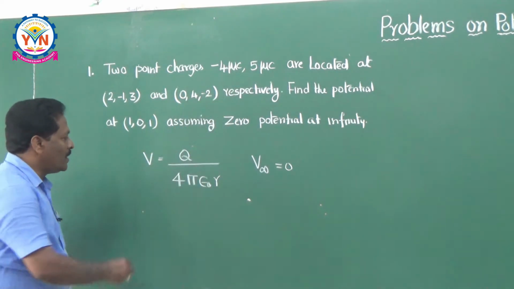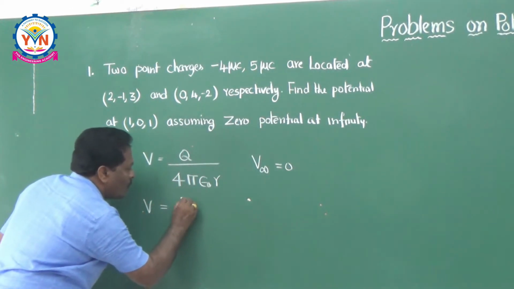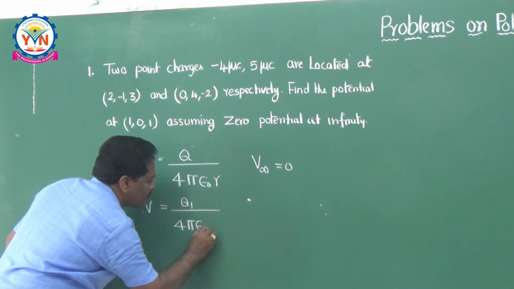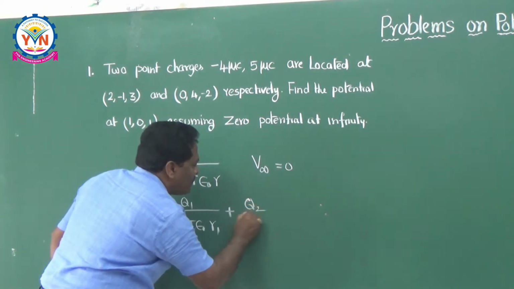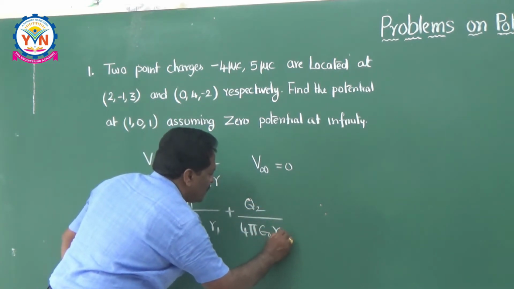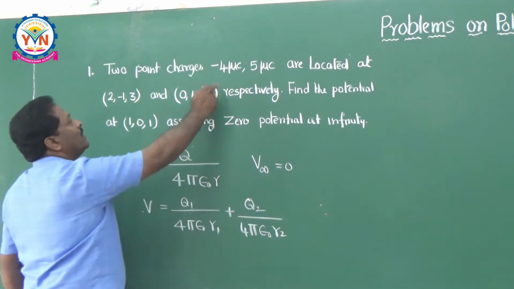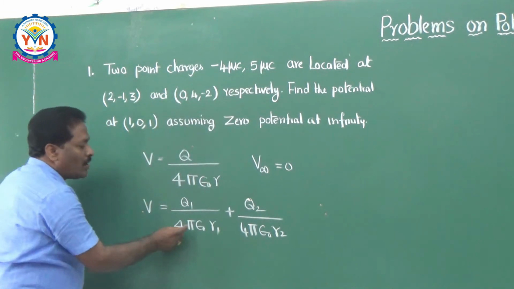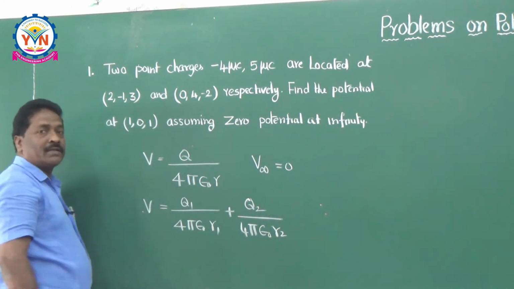So finally, the potential at the point V is equal to Q1 divided by 4 pi epsilon naught into R1 plus Q2 divided by 4 pi epsilon naught into R2, where R1 and R2 are the distances of these point charges from the given point. Now, calculate what is R1 and R2, and you are going to get your potential here.